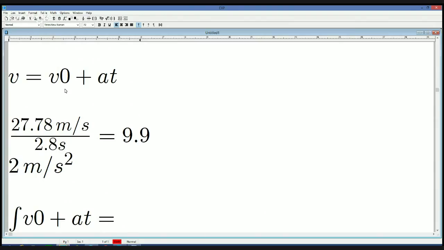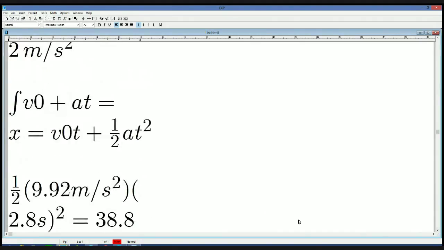Take, for example, the Tesla P90, which supposedly travels from 0 to 100 kilometers per hour in 2.8 seconds. Well, we take that 27.78 meters per second, divide that by 2.8 seconds, and we get 9.92 meters per second squared. Now, the integral of the velocity and acceleration formula I showed you will also tell you the distance as to how far you've gone in that 2.8 seconds.